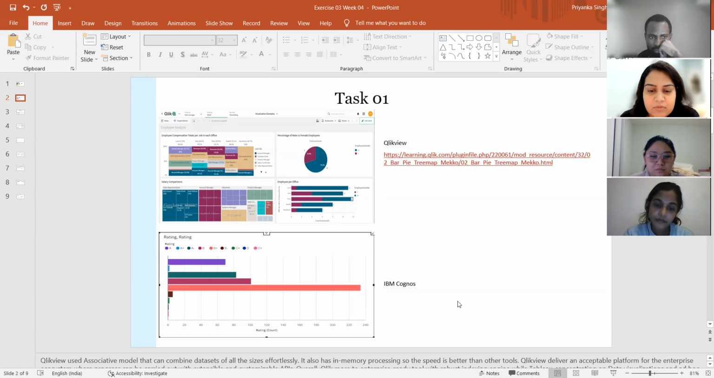So ClickView is much faster as compared to other tools based on its in-memory capacity, processing capacity. And the IBM tool is majorly used for reporting, scorecard building, and it's basically a business intelligence tool.